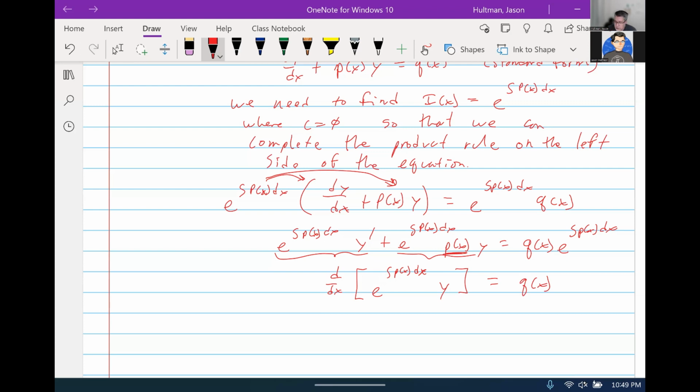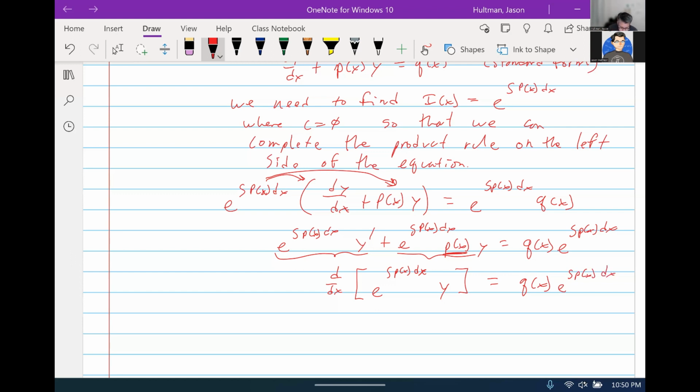Okay, so that's my factor. My I of X is my factor that's going to help me complete the product rule. Okay, complete the product rule. We multiply through by that, and it allows me to write the second to last line as the first to last line. This is Q of X. Okay, e to the integral P of X dx.